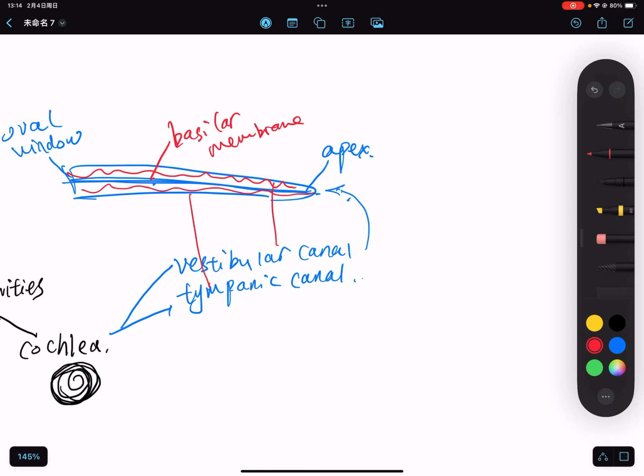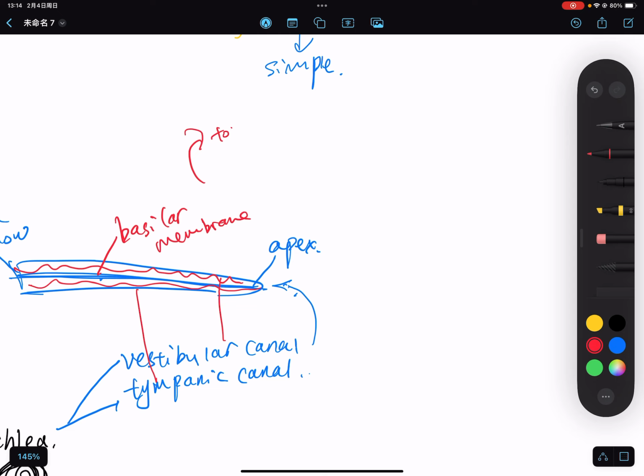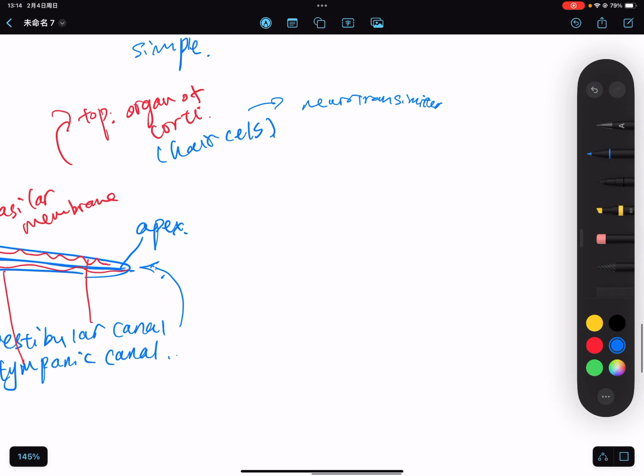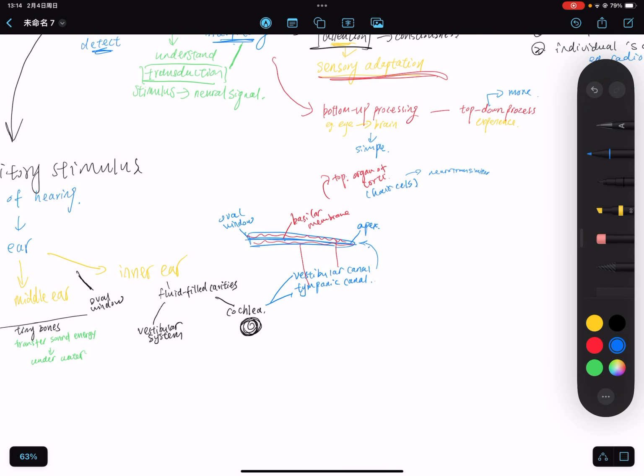And resting on the top of the basilar membrane, we have the organ of Corti. The organ of Corti contains many hair cells. In this way, the hair cells can be stimulated to release neurotransmitters, and then onto the auditory nerve. So this is mainly the way the signal travels.